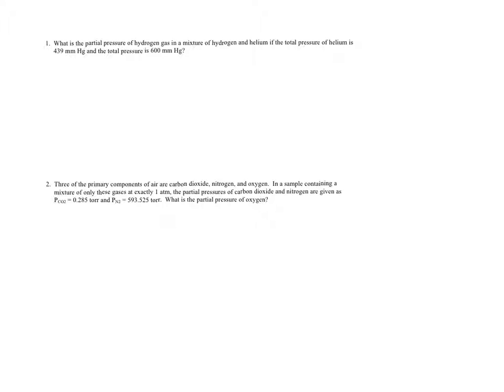So we're going to start by doing practice problems here. So it says, what is the partial pressure of hydrogen? So what you're looking for here is the partial pressure of the hydrogen gas in a mixture of gases that contain hydrogen and helium, so only those two gases. If the total pressure of helium is 439 mmHg and the total pressure is 600 mmHg. It can get a little confusing if you don't read this correctly or if you don't read it at all.